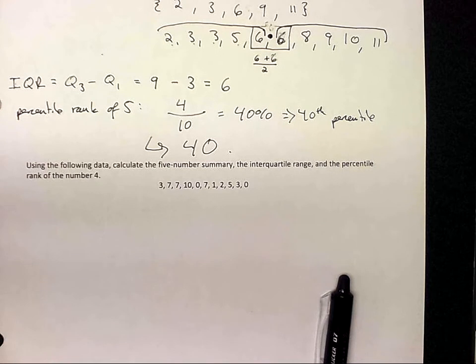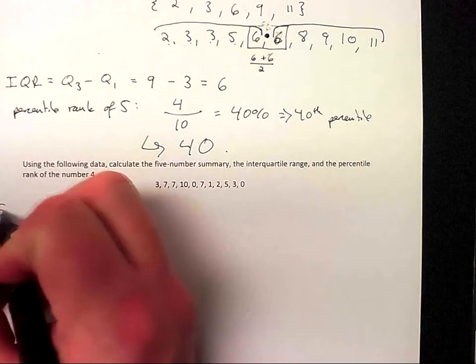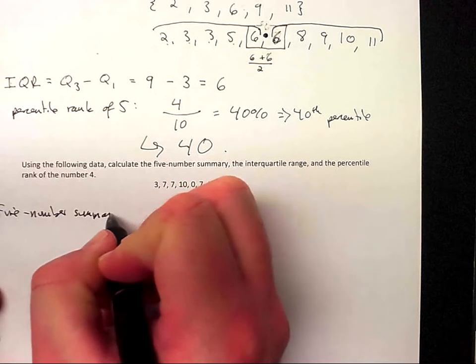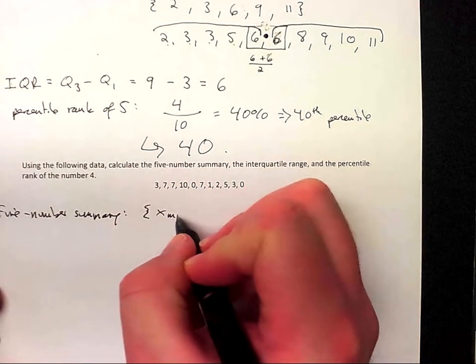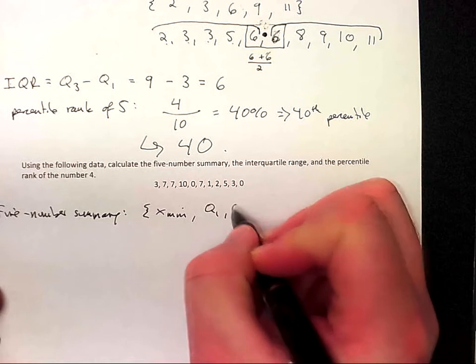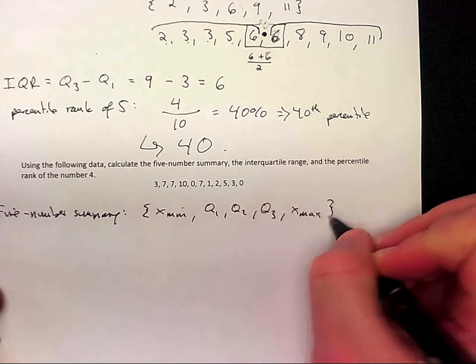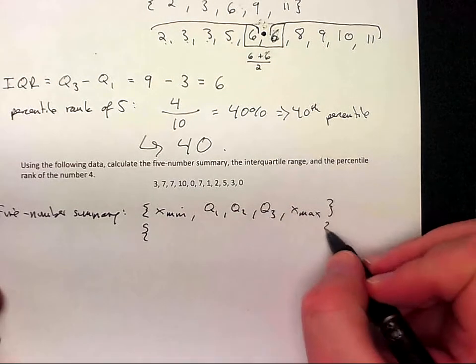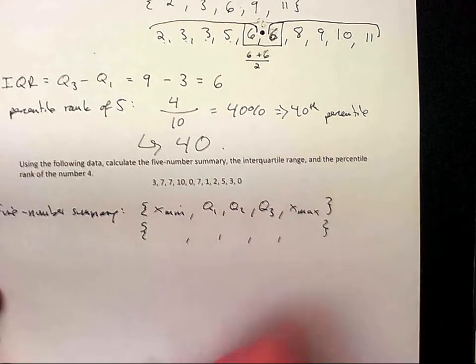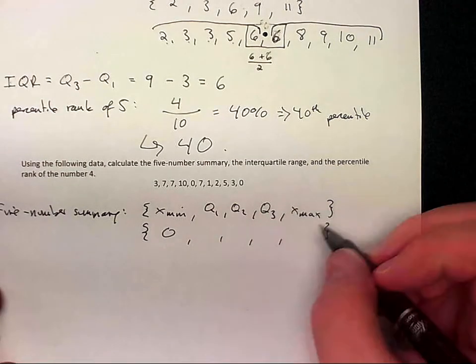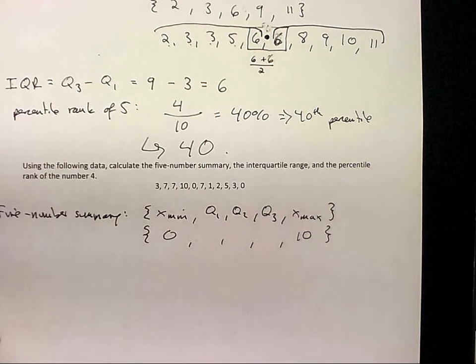Does anybody need a little extra time? All right, then let's do this one together. For the 5-number summary, we're trying to find X min, Q1, Q2, Q3, and X max. The two easiest to find are the minimum value, which is 0, and the maximum value, which is 10.